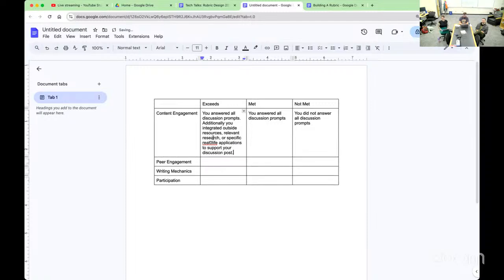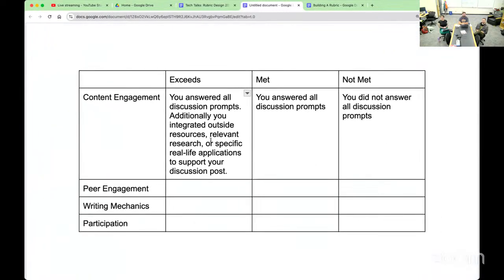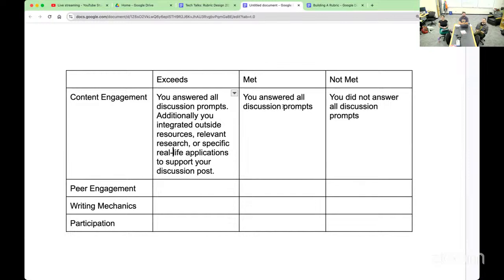So there's some observable things that I could see a student do that would demonstrate that they're really engaging with that content. You answered all the discussion prompts, but additionally, you integrated outside resources or relevant research or specific real life applications to support your discussion post. So you could just answer my questions as simply as possible, and that would be met. But if you said, and I think that in my life, I see this playing out in this way, then that demonstrates to me that you are really reflecting on that content and thinking about it application-wise.